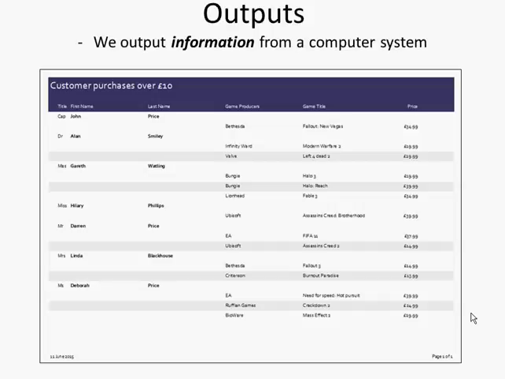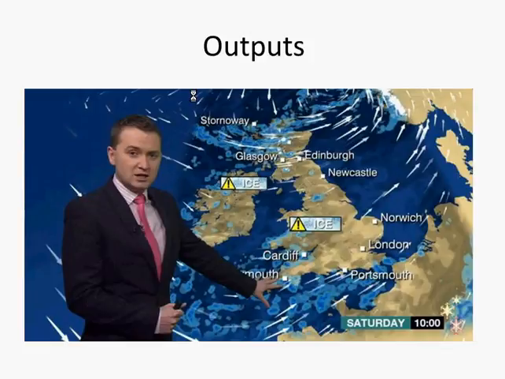So the raw data we saw being entered on the previous screen using an input form could be queried, filtered, presented nicely into some information here. Customer purchases over £10 that we might find useful. That is information being outputted. And another type of output from an automatic system could be something like the weather. So that raw data that was input into weather measuring devices could be output into something that we're more used to and is meaningful to us, such as what we see on the screen, the weather map.